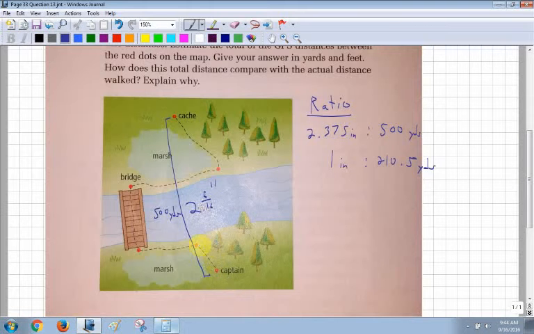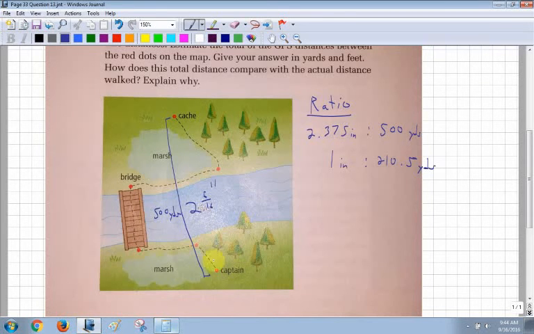So I'm going to measure this with a ruler. I'm going to measure that with a ruler, add all those inches up, multiply by 210.5, because for every inch it's 210.5, and then I will actually find the total distance and the distance actually walked, right? So we can compare those two. So that's how you kind of work through that question.